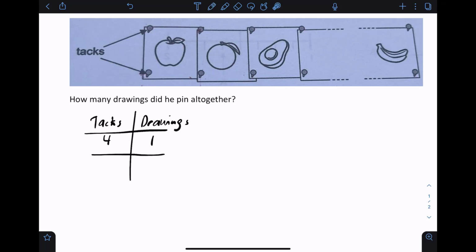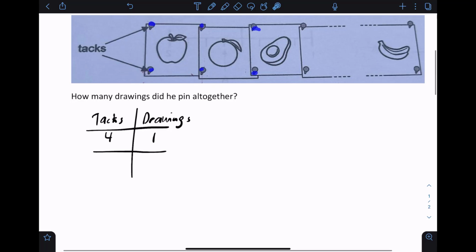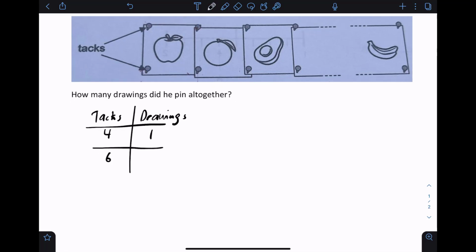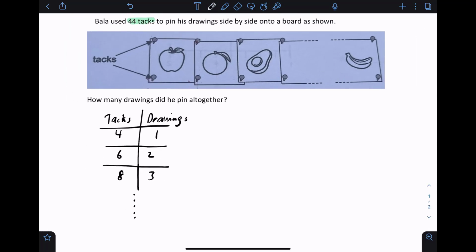Now, let's say you want to put a second drawing. 1, 2, 3, 4, 5, 6 texts is required. Okay, so this is the second one. And if you want to put 3 drawings, 1, 2, 3, 4, 5, 6, 7, 8. Okay, and even the last one also has another 2 here. So this goes on and on until the end.